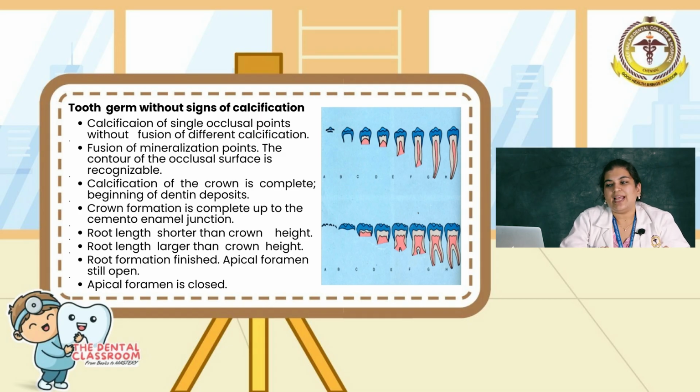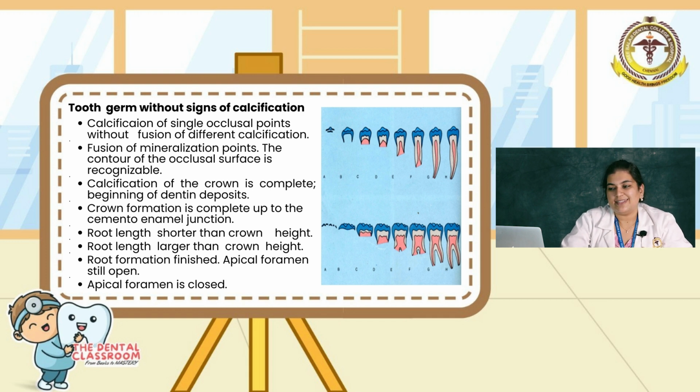Stage A, there's a calcification of single occlusal points without fusion of different calcifications. So for example, if you look at the image, at stage A you will have minor radio-opaque spots or calcification spots over the occlusal margin of different teeth. Stage B is wherein these focal mineralization points come together and the contour of the occlusal surface is recognizable. All of these mineralized points start fusing together and you will be able to demarcate a certain level of occlusal contour with the cusp and fossa margin.